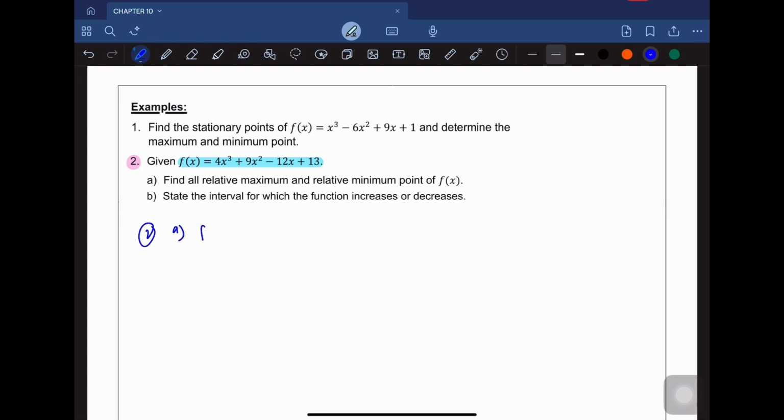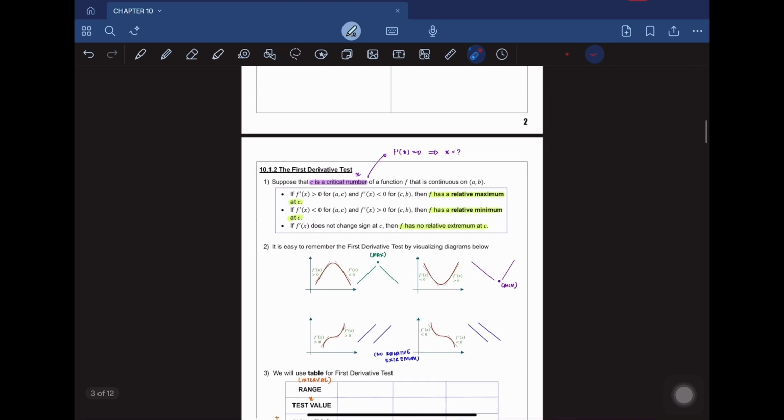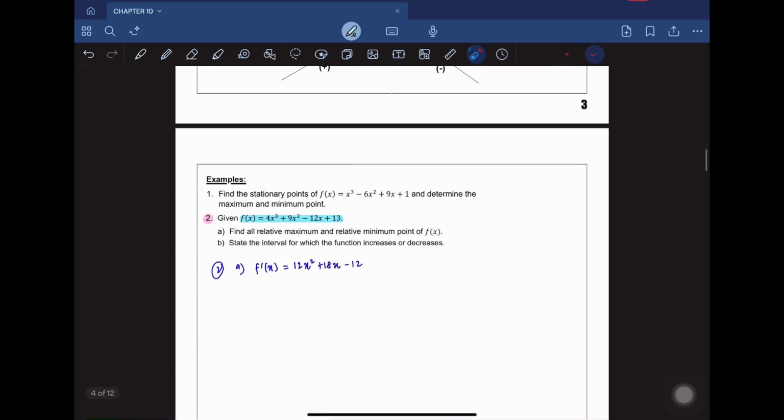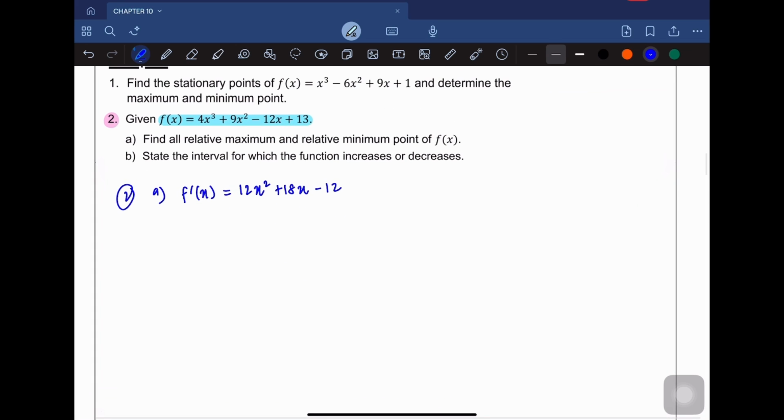Okay, first derivative, so we are going to differentiate. Okay, macam biasa, so we'll get 12x squared plus 18x minus 12. And then untuk cari relative maximum and minimum, remember we need to have critical number. So nak cari critical number macam mana? Kita kena let our f prime x equal to 0. So 12x squared plus 18x minus 12 equal to 0.